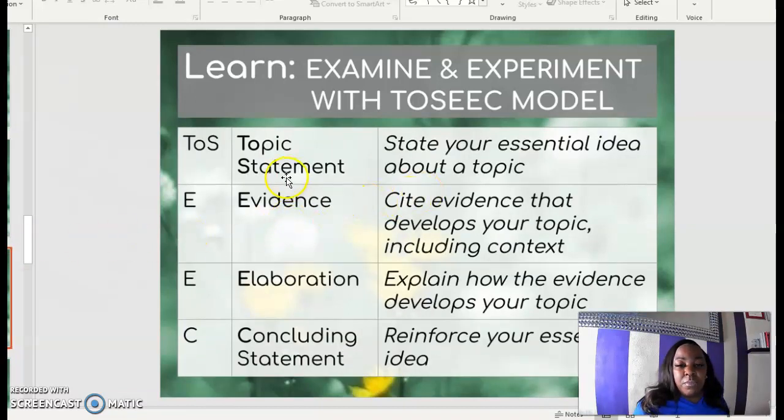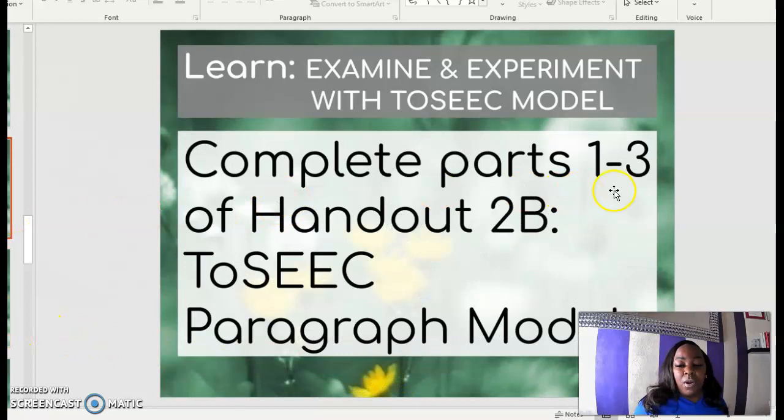In that particular model that you're going to demonstrate, you're going to state the topic statement, which is stating your essential idea about a topic. You're going to provide evidence. You're going to cite evidence that develops your topic, including context. You're going to elaborate and explain how the evidence develops your topic. And you're going to have a concluding statement that reinforces your essential idea. So that's what you're going to do on parts 1 through 3 of handout 2B, the two-set paragraph model.